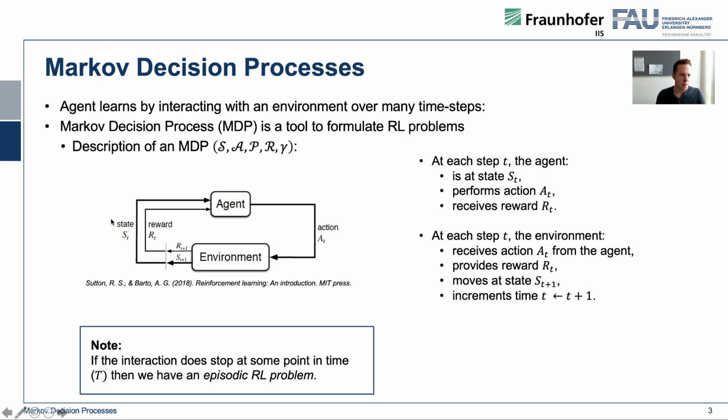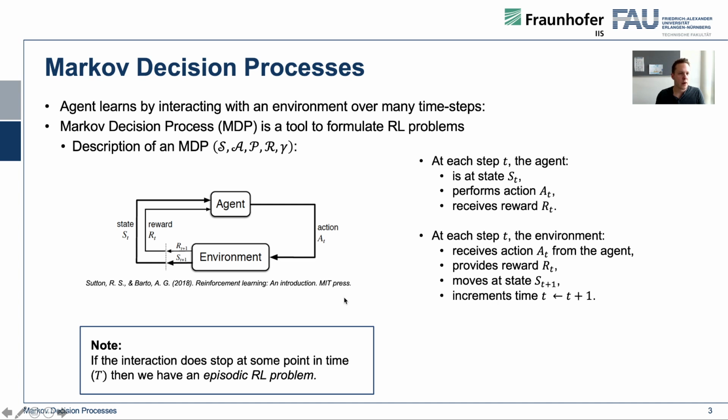And to come back to this figure in here, the agent-environment interface, at each time step, the agent is in a certain state st, and it performs a certain action at, and it receives a reward rt from the environment. On the other side, at each step t, the environment receives an action at from the agent, and it provides a reward rt to the agent. Internally, it moves from a certain state st to a certain state st plus 1, and it increments a time counter. So we have a discrete time step that is incremented every time that we actually perform an action in the environment.